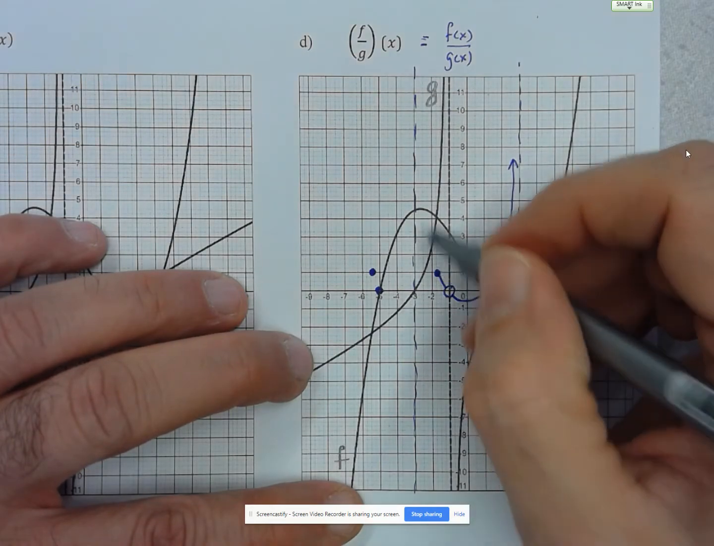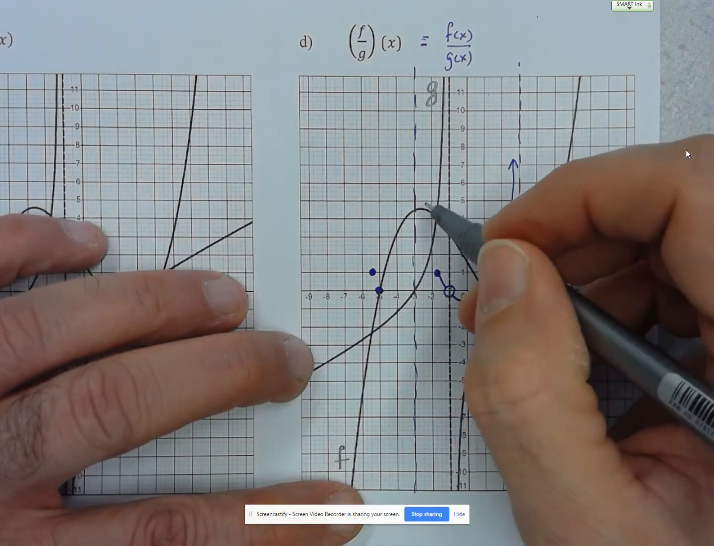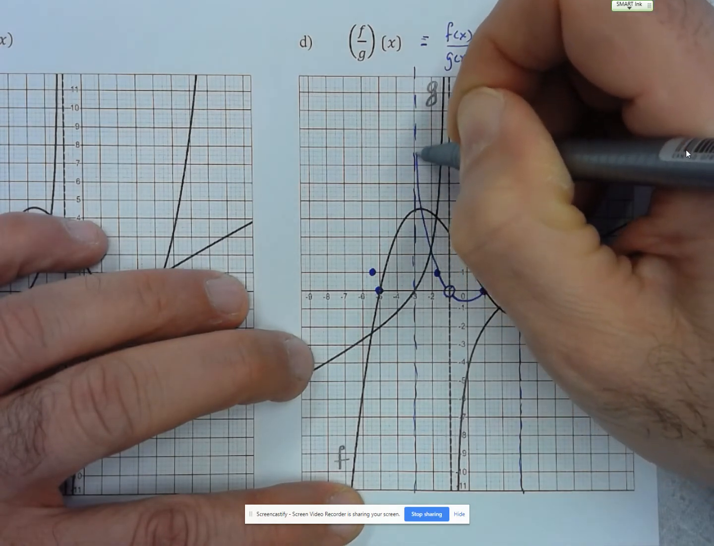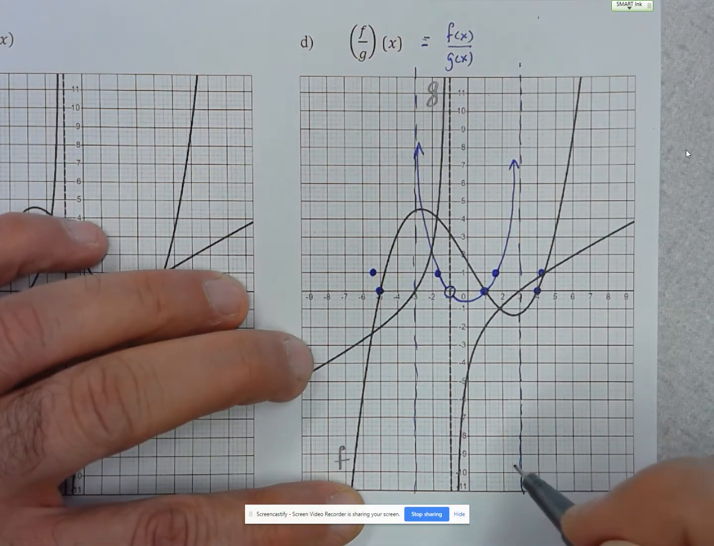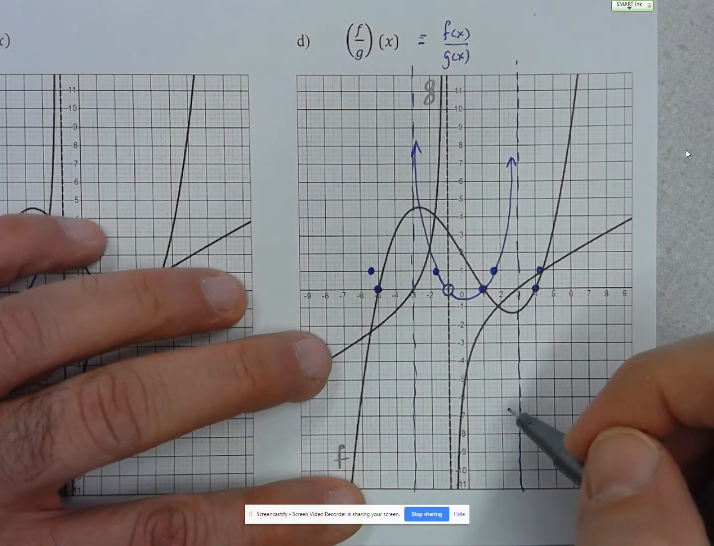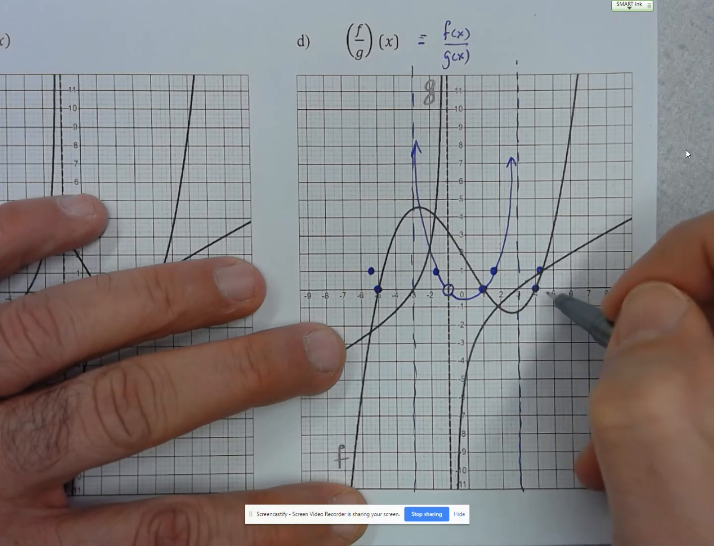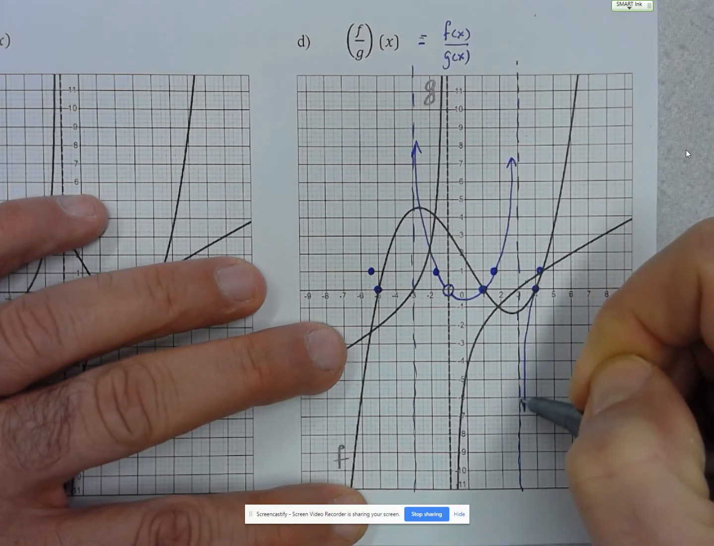And similarly here, they're both positive. So when I divide them, the result is still going to be positive. So again, this is also going to go to positive infinity. All right, let's take a look at this section here. Positive and negative, meaning the quotient's going to be negative. So this has to go to negative infinity.